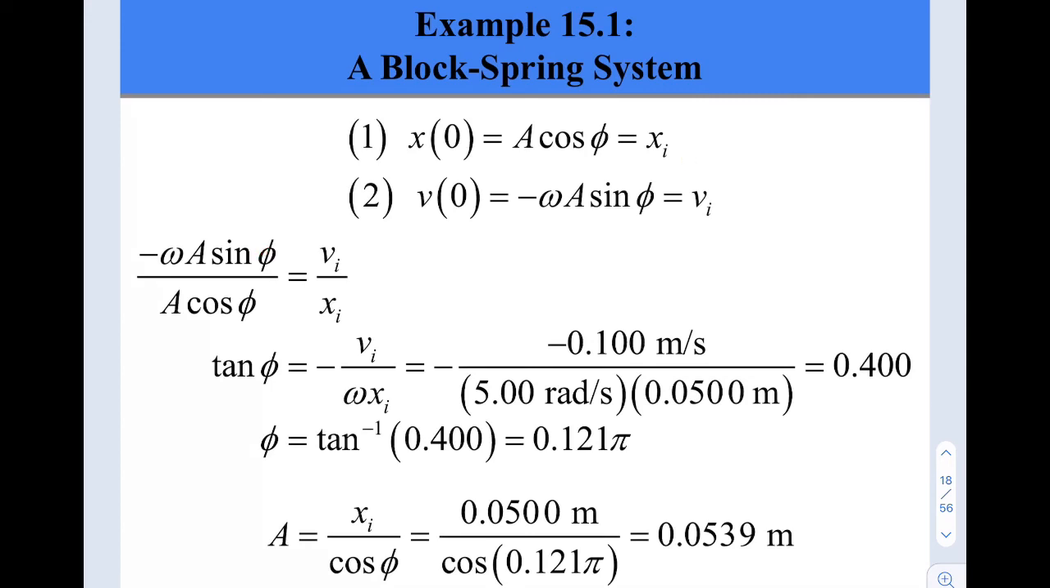Because of sine ratio to cos phi, you're going to have tangent phi. What is the purpose? To simplify this part. Okay, so tangent phi is equal to negative v initial over omega times x initial. So you may substitute everything, you will get the value, because you already have the information given for this one, and also this one. Alright, from here you may determine the phi, which is 0.121 pi.